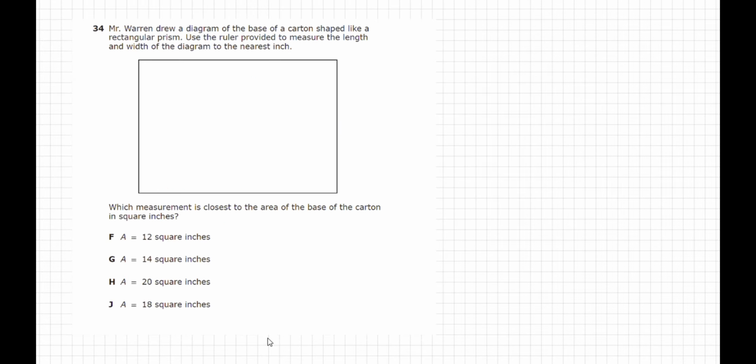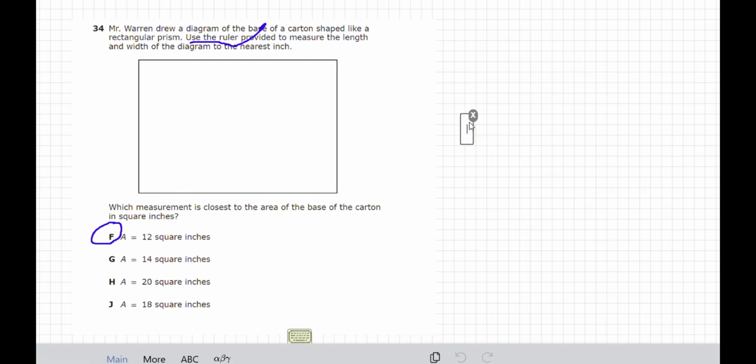Question number 34. Mr. Warren drew a diagram of the base of a carton shaped like a rectangular prism. Use the ruler provided to measure the length and width of the diagram to the nearest inch. After the measurement, with length equals 4 inches, width equals 3 inches, area is 4 times 3 equals 12 square inches, therefore F is the correct answer.